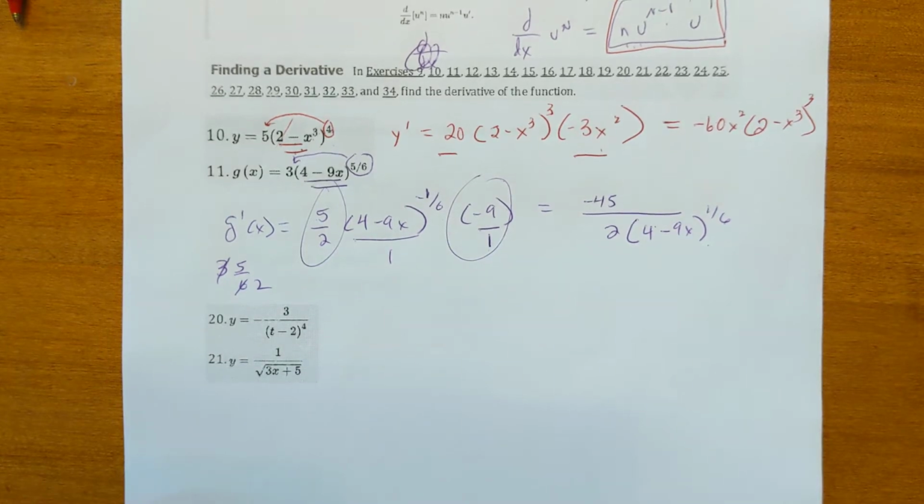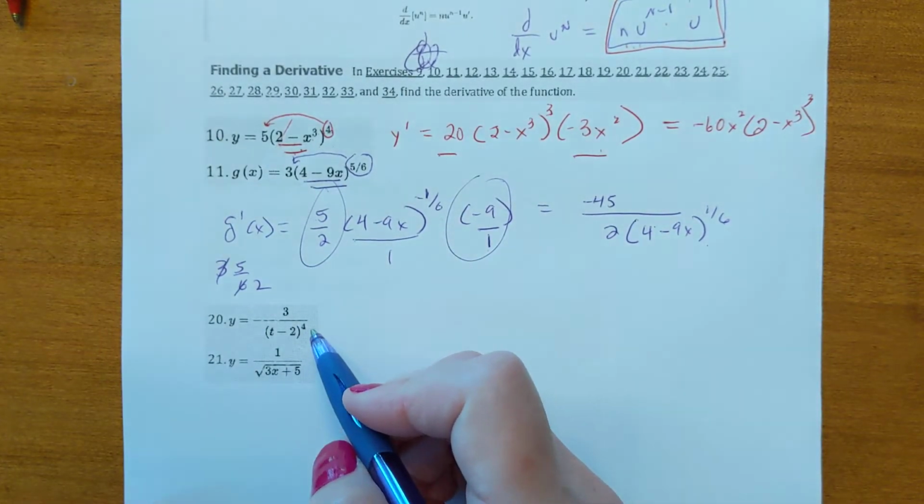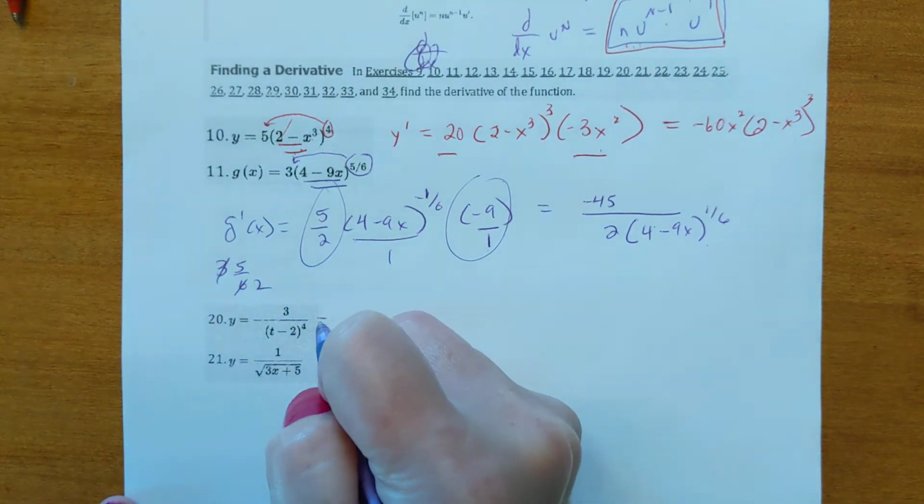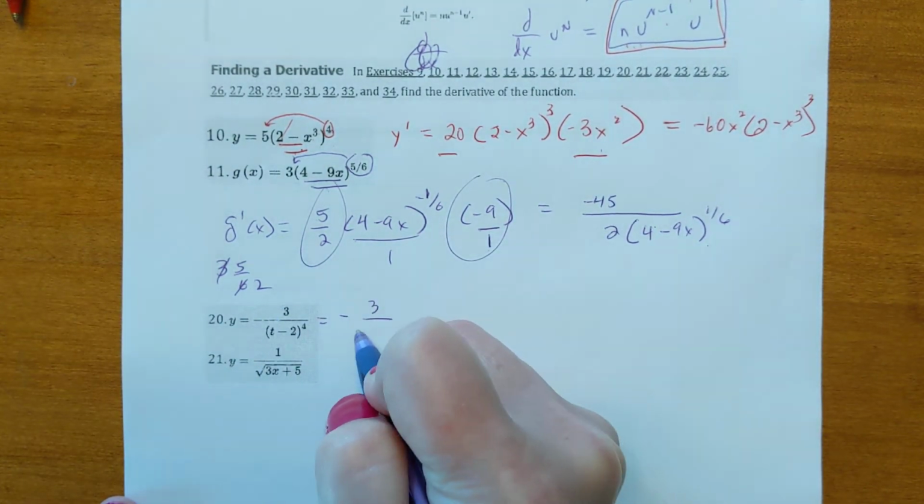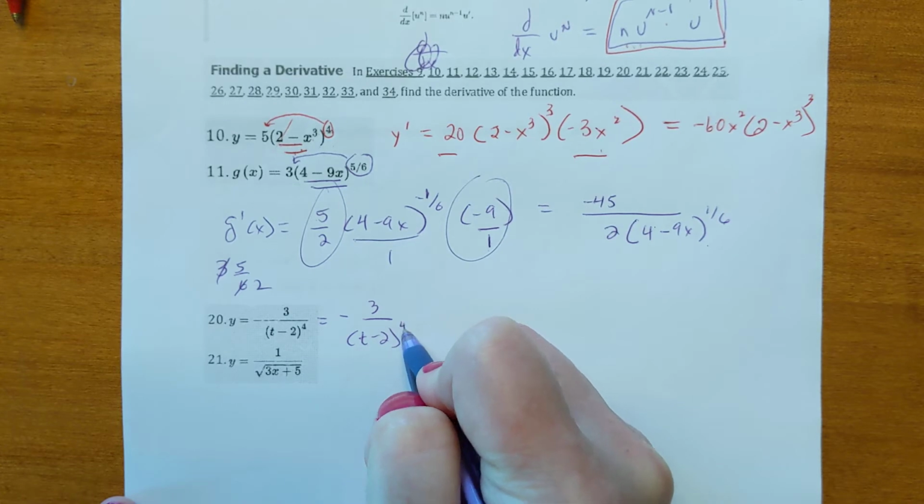Okay, number 20. It's hard to see, but it says, I'll rewrite it, negative 3 over t minus 2 to the fourth.